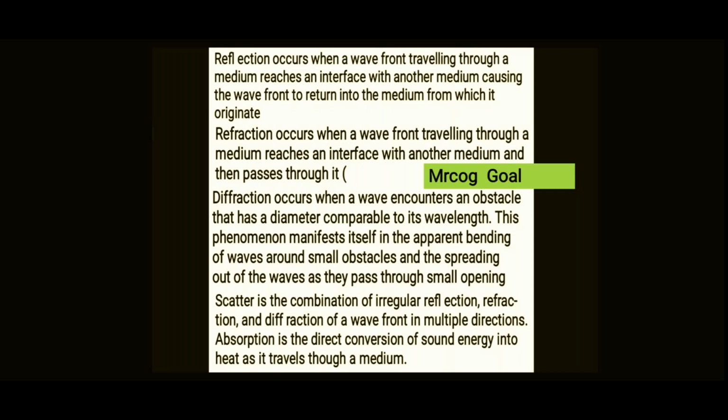What is scattering? So scatter is the combination of irregular reflection, refraction, and diffraction. So all together, and they are going in multiple directions. That is scatter. And absorption is the direct conversion of one energy, here the sound energy, into heat as it travels through the medium, right?